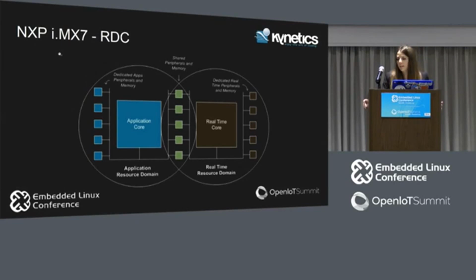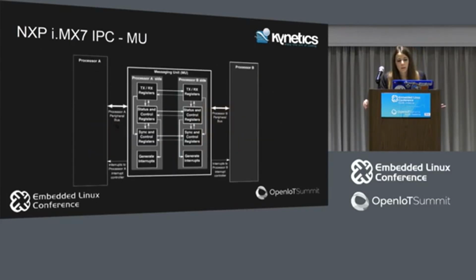So the RDC is the resource domain controller, and it's a hardware module of the IMX7 processor that allows creating isolated resource domains. Basically, each peripheral or memory area can be assigned to one or more domains. Here in the picture, you can see we have the application core, which uses some peripherals exclusively, and then you can have, of course, shared peripherals. So the RDC makes sure that access to shared resources is controlled and that there are no conflicts.